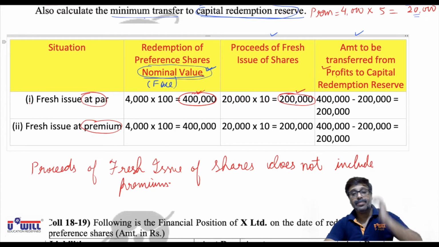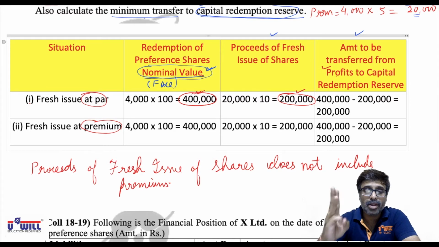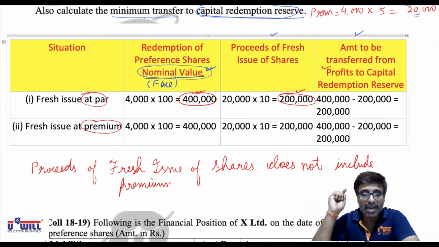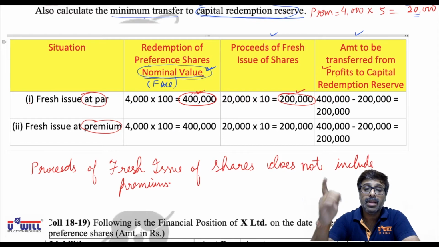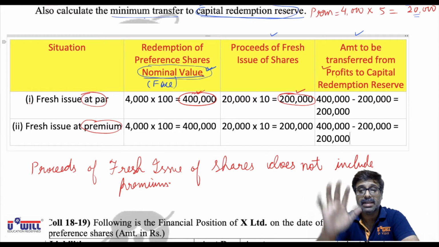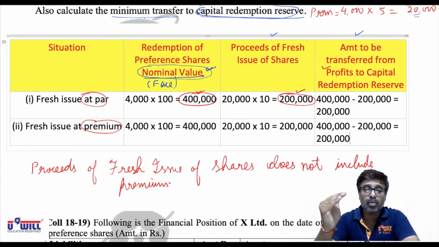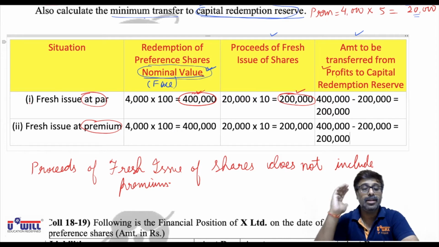Keep this in mind. Condition 2 and 3 of section 55 will not include any premium for redemption of preference shares, and proceeds of fresh issue of shares also, even if they are issued at premium, for the purpose of condition 2 and 3, we will not include premium in the same. Premium is dealt with in a separate condition, that is condition number 4. Right? All of you can revise the conditions before we take up the next question.